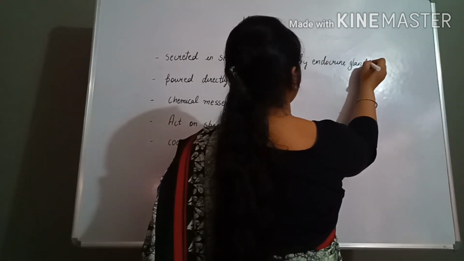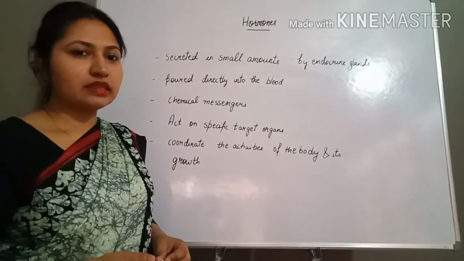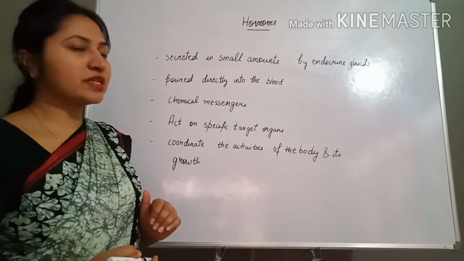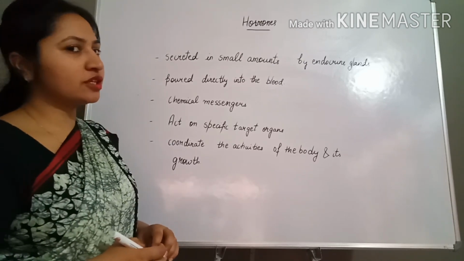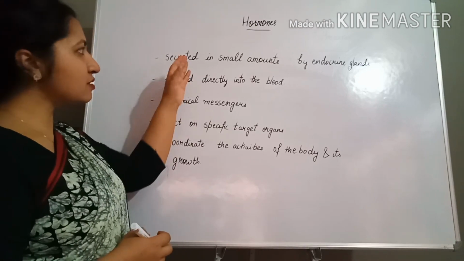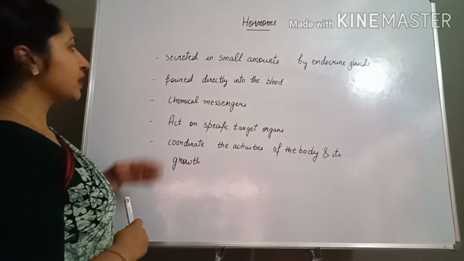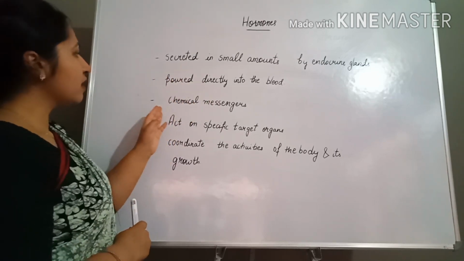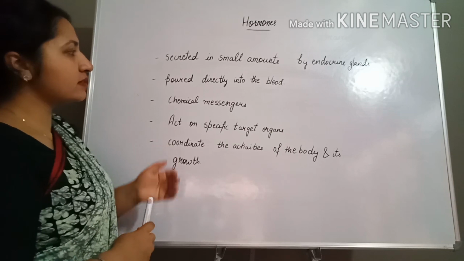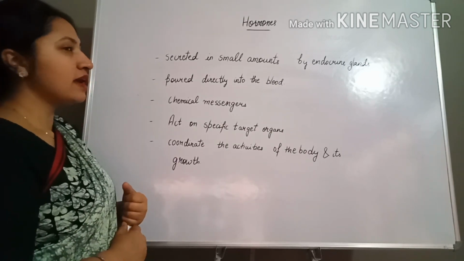Now what are the endocrine glands? These glands are ductless. Ductless means they don't have a duct, and they pour their secretion into the blood. So as these hormones are produced by the endocrine glands, they are poured directly into the blood.